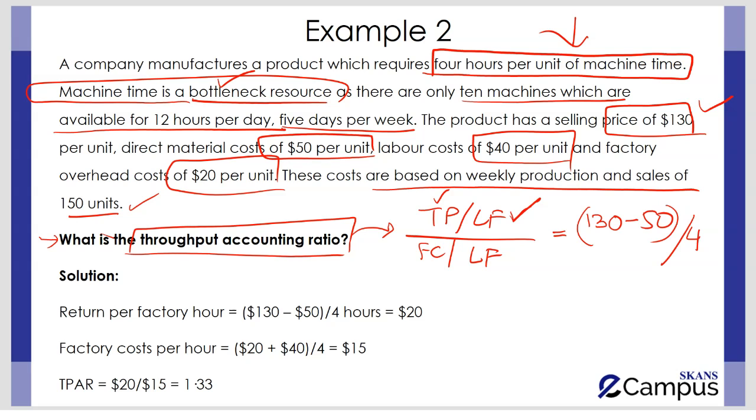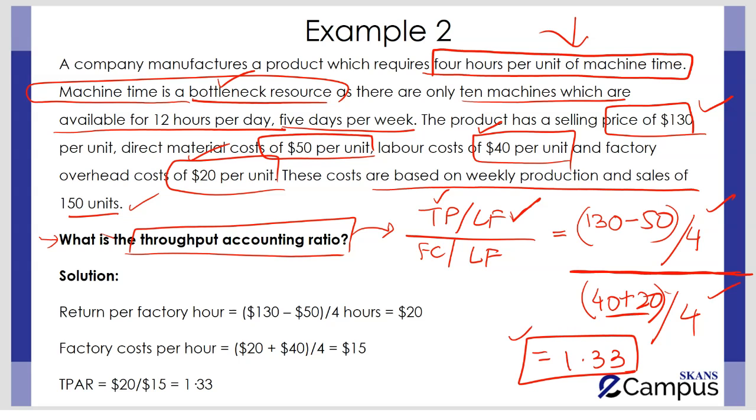So 1 unit requires how much machine time? 4 hours. So 130 minus 50 divided by 4, and this whole thing is further divided by factory cost per limiting factor. So factory cost here will include labor cost and overhead cost, basically all costs other than material. So 40 plus 20 is the per unit factory cost, and because the factory cost is per unit, I will divide it with the limiting factor per unit as well, which is 4 machine hours. So when you solve the numerator and denominator, you get the throughput accounting ratio equals to 1.33. Now, if you have to interpret this ratio, this is greater than 1, it means that the throughput is generated at a greater rate as compared to the factory cost per limiting factor.